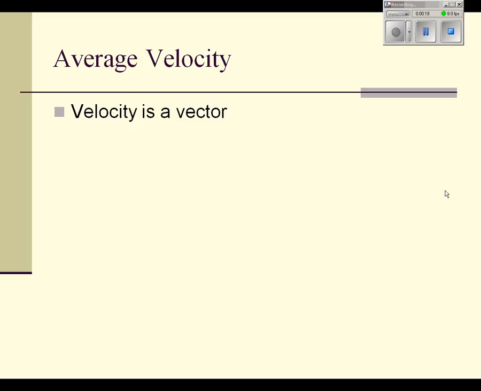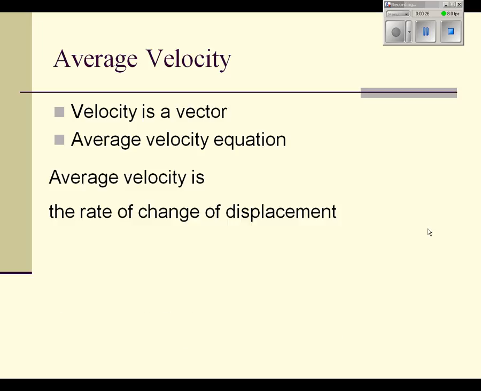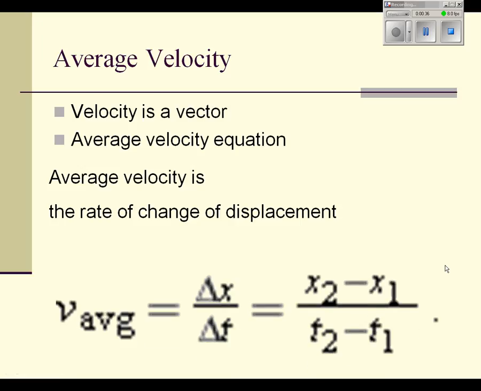Velocity is a vector. It has both magnitude and direction. The average velocity equation explains the rate of change of displacement. Now remember, displacement is a vector also, so that's why velocity and displacement go together. So average velocity is the rate of change of displacement, and the equation is this right here. It's displacement divided by time. It's x2 minus x1 all over t2 minus t1.